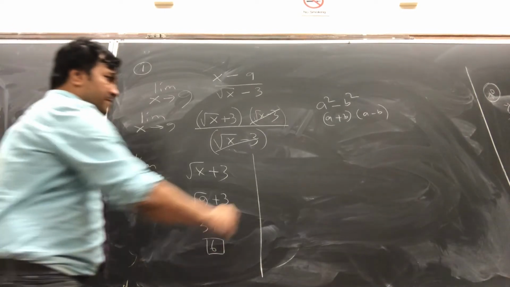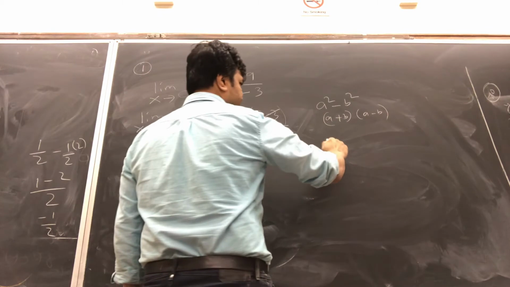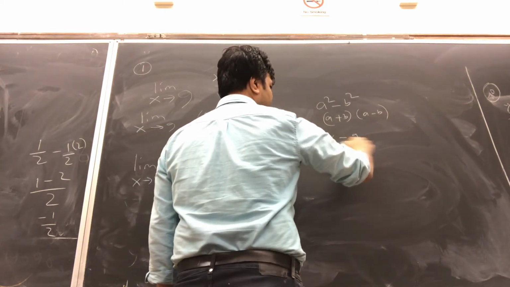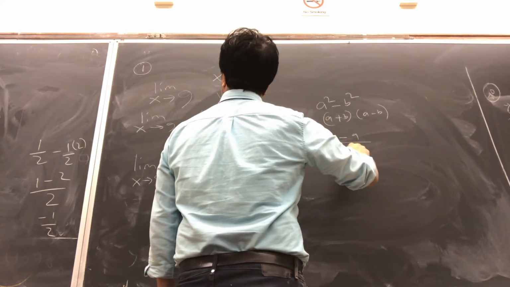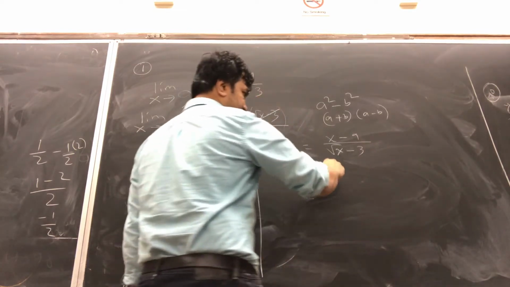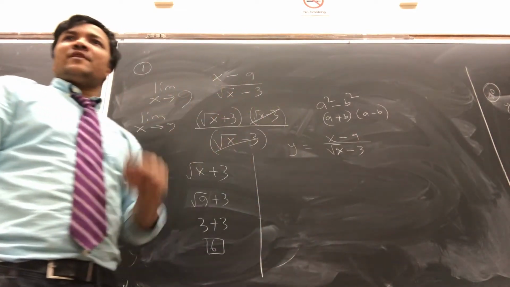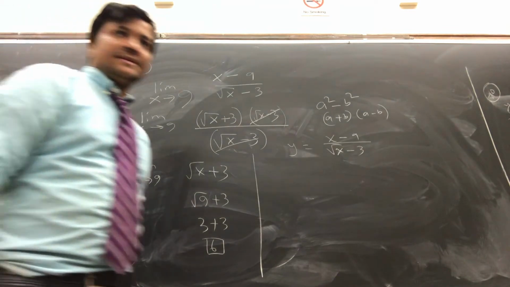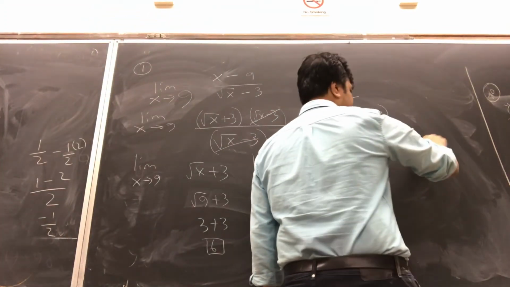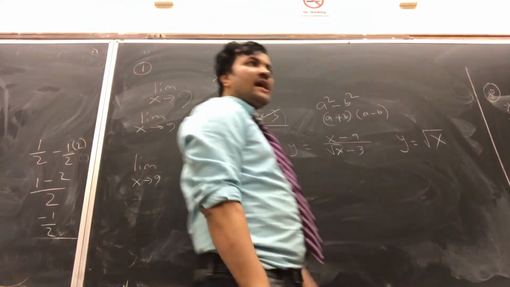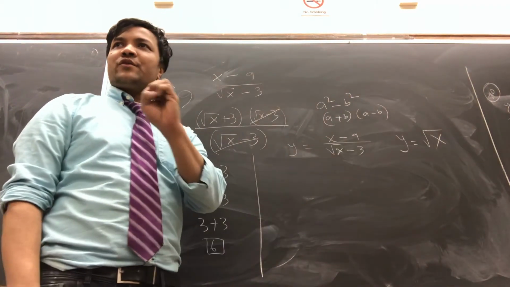Now we're going to do the graph. y is equal to (x minus 9) over the square root of x minus 3. You're going to graph it. What is the parent graph of this guy? What is the parent graph? The parent graph is this one. We need to know how the parent graph looks like.